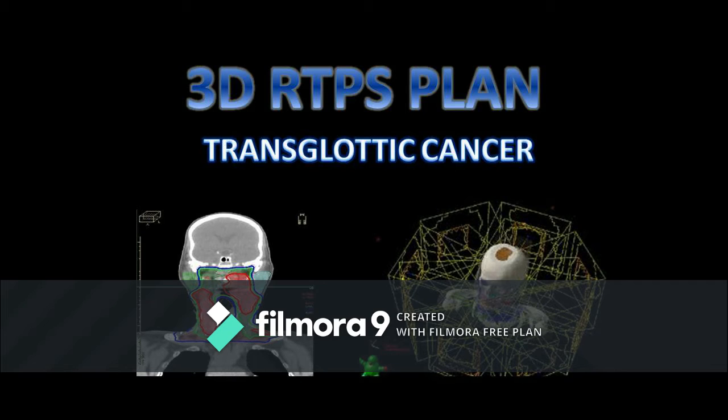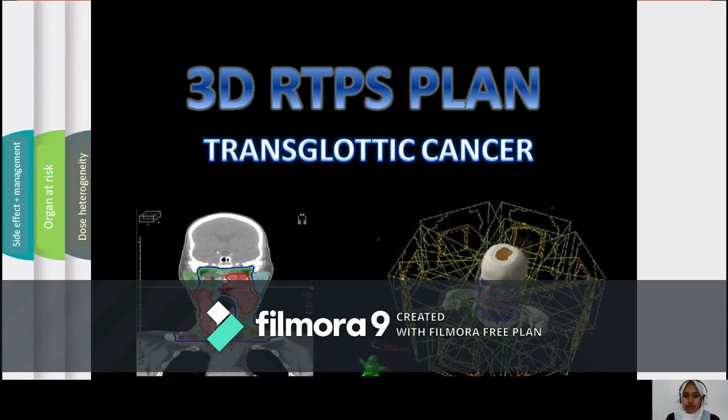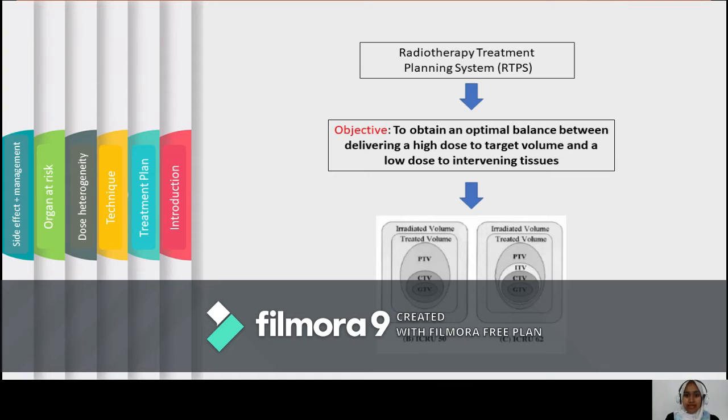In this station, we are going to present on the evaluation analysis of the treatment planning information for 3D radiotherapy planning of transglottic cancer. For your information, the objective of radiotherapy treatment planning is to obtain an optimal balance between delivering a high dose to target volume and a low dose to intervening tissue.